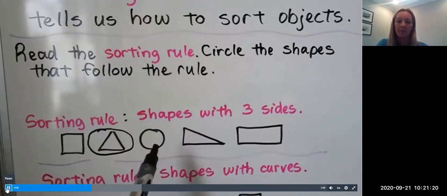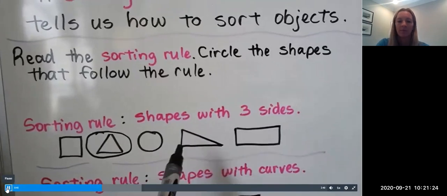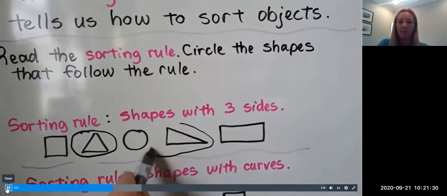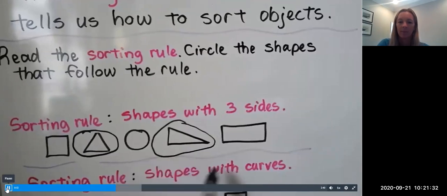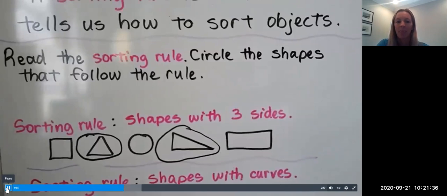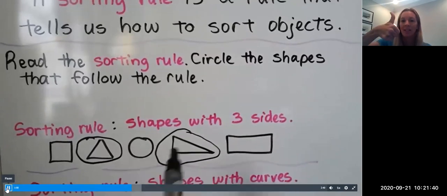Circles have no sides. It just has curves, doesn't it? Here we have another type of triangle. It's got 1, 2, 3 sides. Then we have a rectangle, 1, 2, 3, 4 sides. So following the sorting rule, the shapes with 3 sides are the triangles. Great.